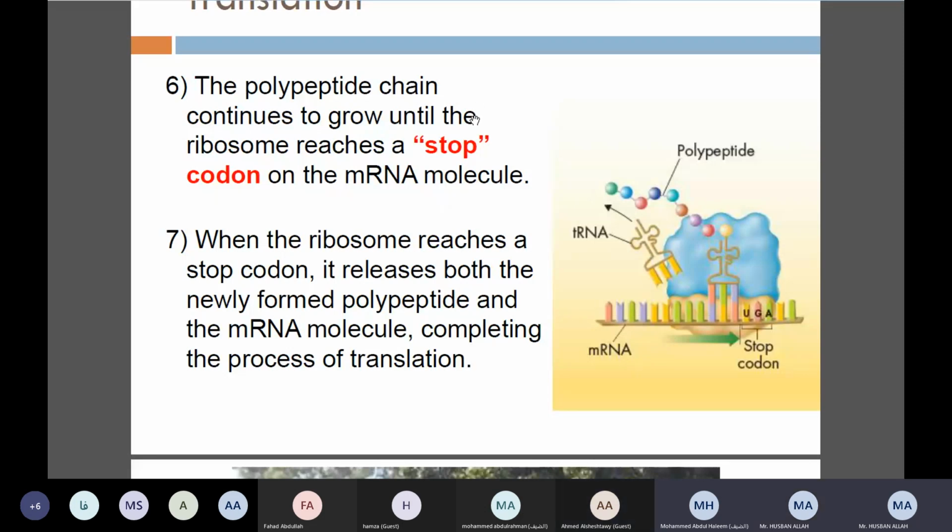Give me the example of a stop codon. We are saying that the polypeptide chain will continue to grow until a ribosome reaches a stop codon. So give me an example of any stop codon, any one. Give it to me as the nitrogenous base sequence. What should it be? Any stopping codon.